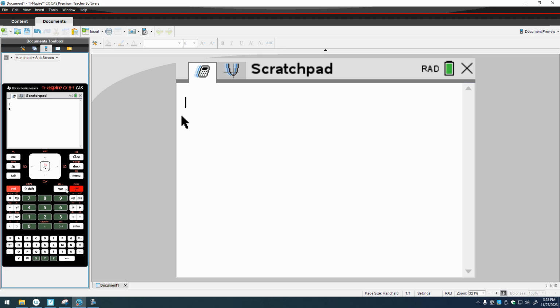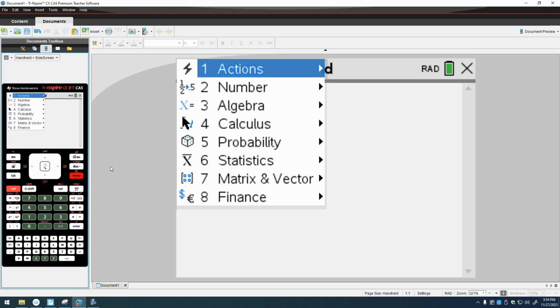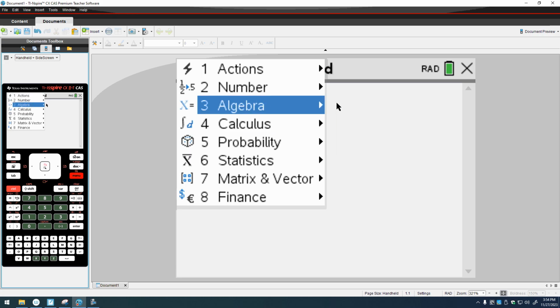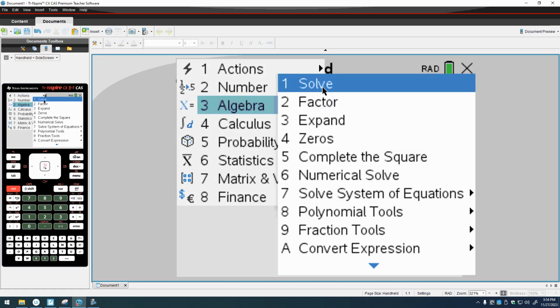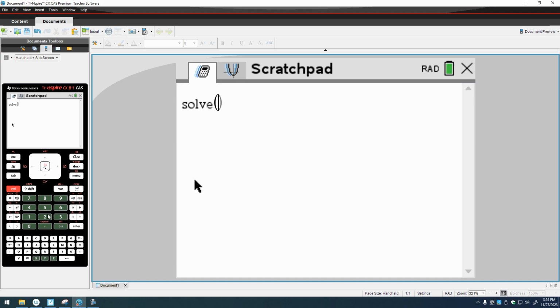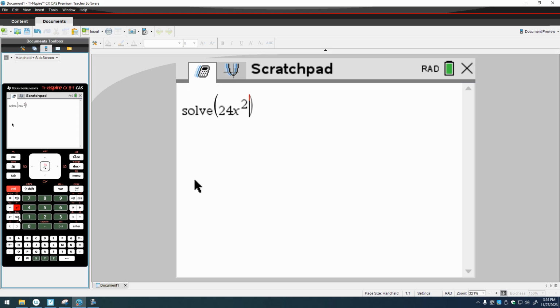Okay, so I want to find the derivative. No, sorry, I want to solve. So I'm going to go to menu, over here to algebra and then solve 24x squared plus 162x minus 42 equals 0, comma, x.